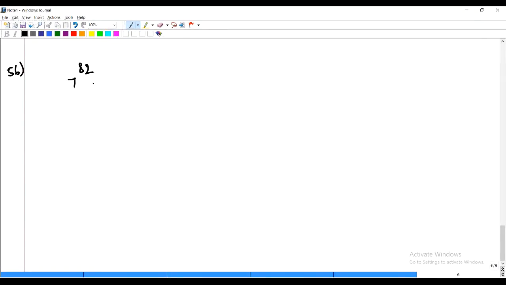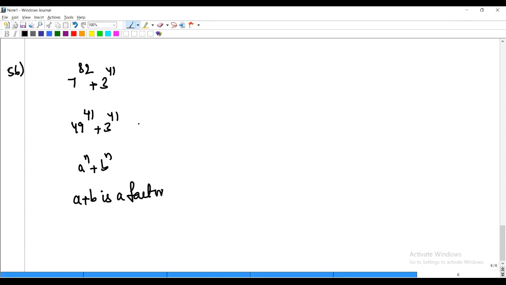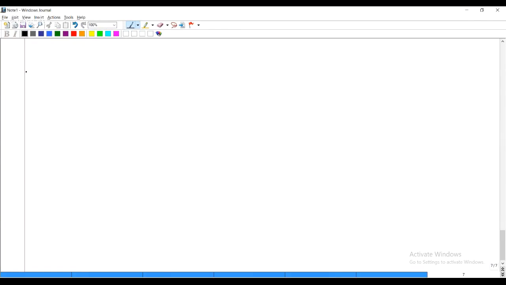7 to the power of 82 plus 3 power 41. You can take it as 49 to the power of 41 plus 3 power 41. It is in the form of a power n plus b power n, where n is an odd number, so a plus b is a factor. Then I would say definitely it is divisible by 52. Then when it is divided by 26, the remainder becomes 0.